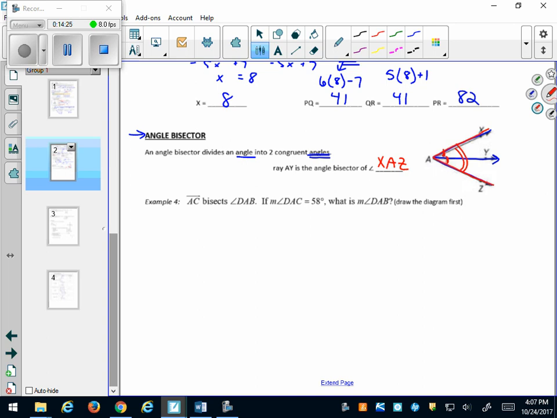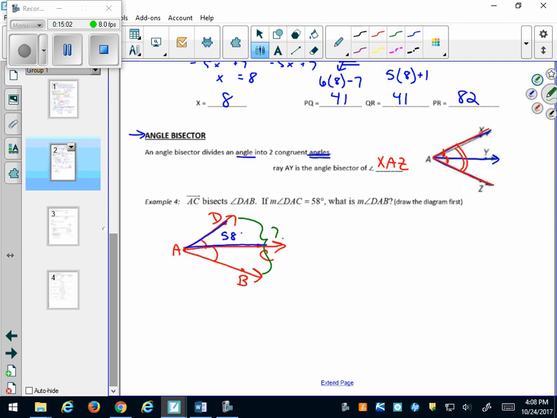So example 4 here, AC bisects angle DAB. We have to draw our diagram. Angle DAB. Our ray is AC bisecting that angle. So I have to mark my two angles congruent. If the measure of angle DAC is 58 degrees, well, DAC is D to A to C. That's this one, 58 degrees. What's the measure of angle DAB? So they're asking us to find this whole thing.